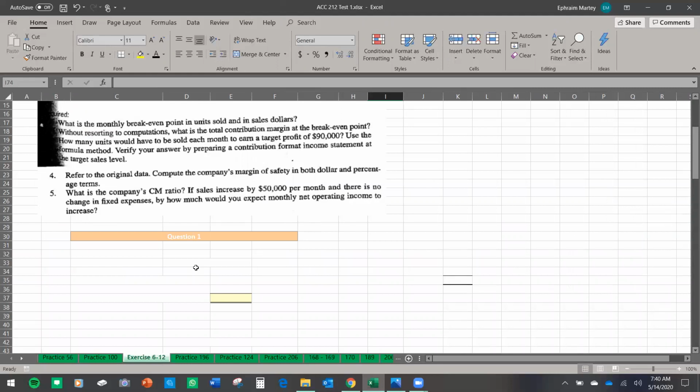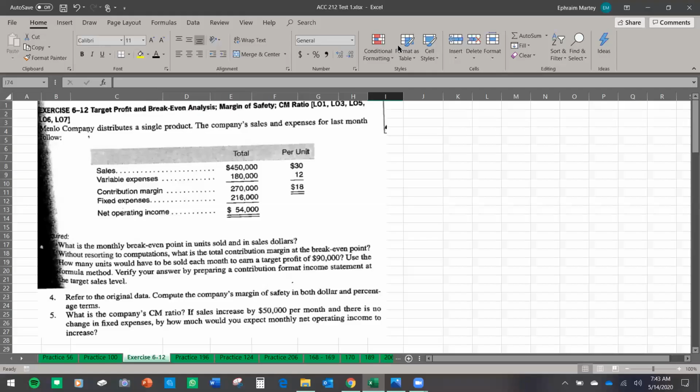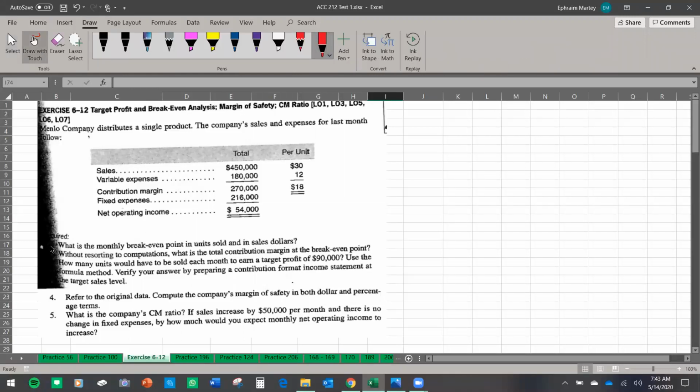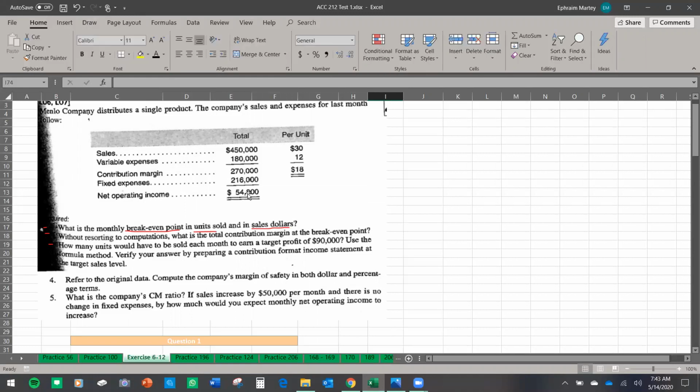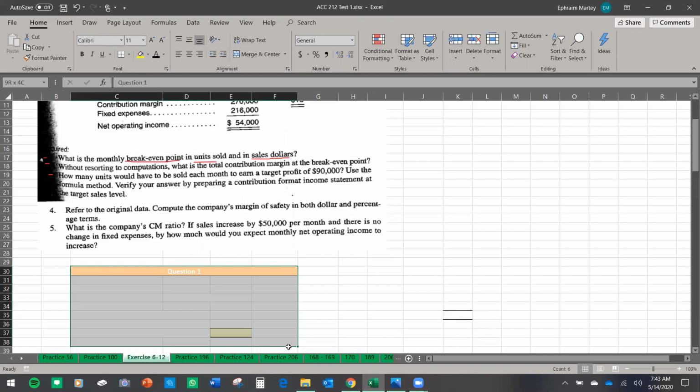Okay, we have 6 points, exercise 6.2 right here. And we need to find what we have been given here. So these are number one, number 2, number 3, okay, and then we have number 4 here. Okay, so number 1, we need to find what we call break even. Okay, we need to find break even point, and it says in units and in dollars. Okay, so let's go ahead and do that, and I'm going to reveal my formulas here.